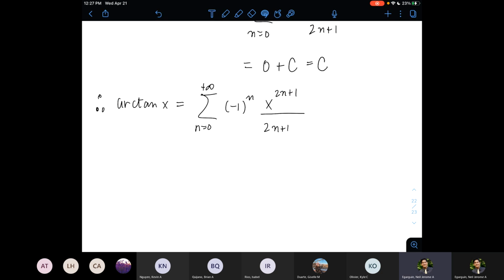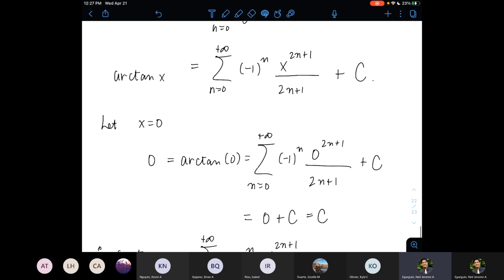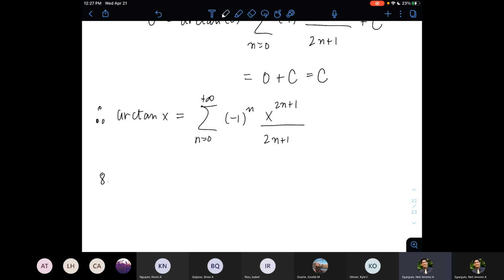All right. Now we can also take advantage of this result to find a series expansion for arctan of x squared. Oh, by the way, this is true whenever x squared is less than 1, right? Now, since we have a series expansion for arctan of x, I can simply replace all x's by x squared in order to get a series expansion.